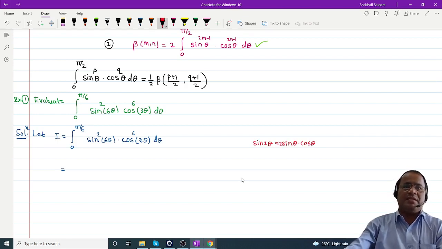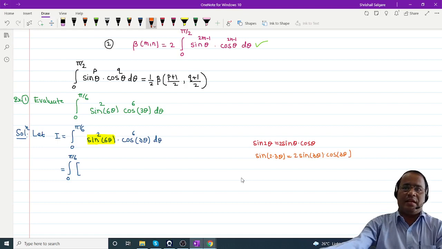That means this property I will apply for this bracket. The square remains as it is. So for the square, nothing changes, 0 to pi by 6, I will write as it is. In the bracket, first I will write the sine 2 theta result, which means it can be written as sine of 2 into 3 theta. So by this property it can be written as 2 sine of 3 theta into cos of 3 theta, the bracket raised to 2.